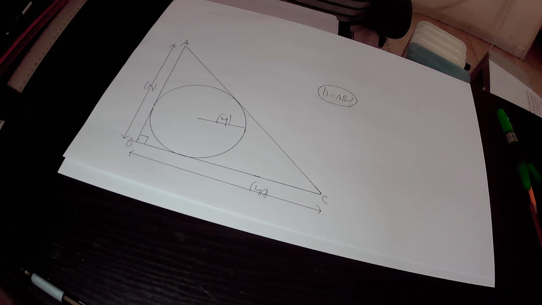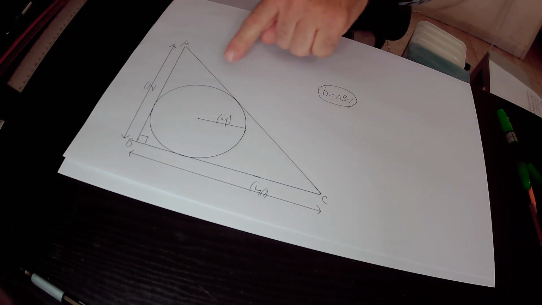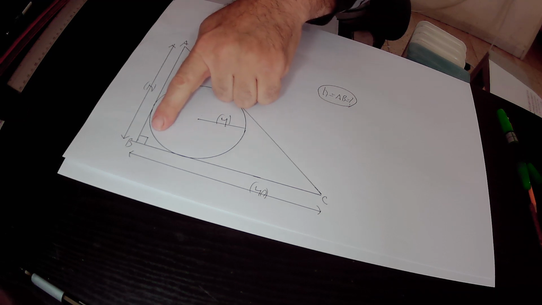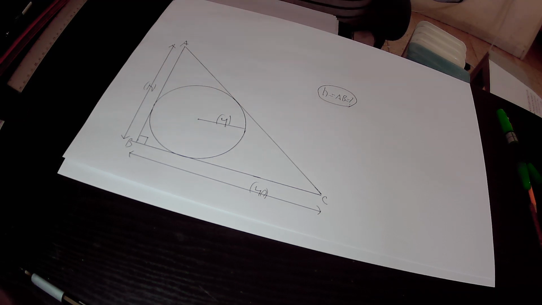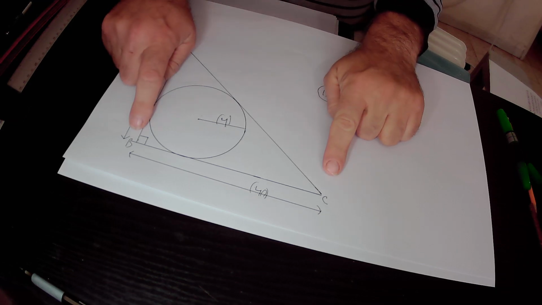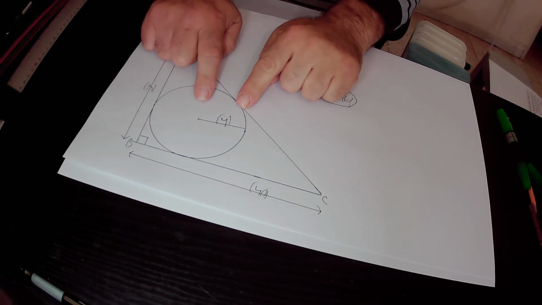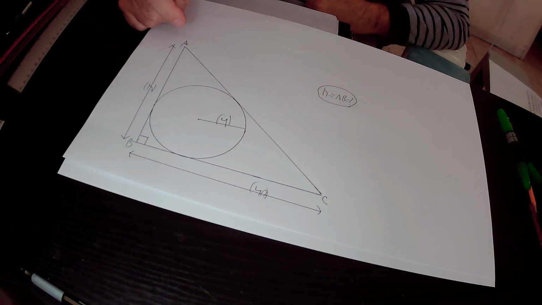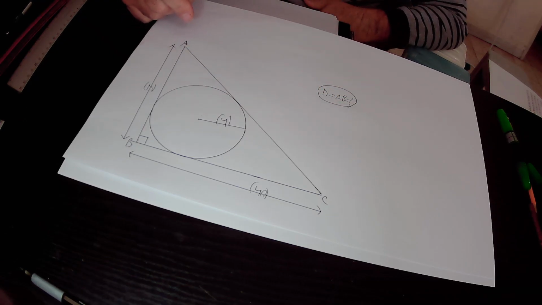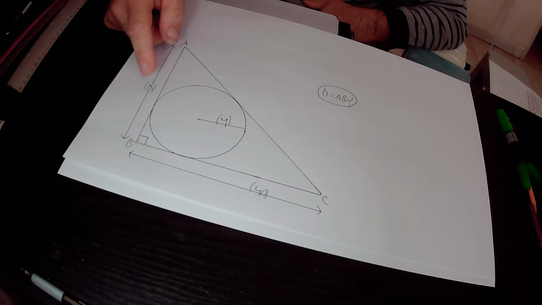In the drawing we have a circle that is described by this right angle ABC. This is a right angle. We know that BC equals 40 units in length. The radius of this circle equals 4 units. Here our task is to find out the length of side AB. This is the height of this right triangle ABC.